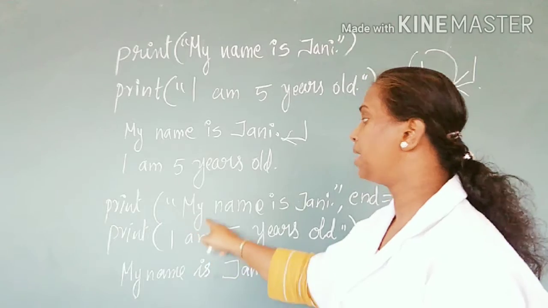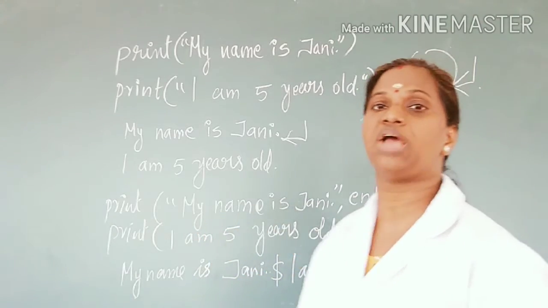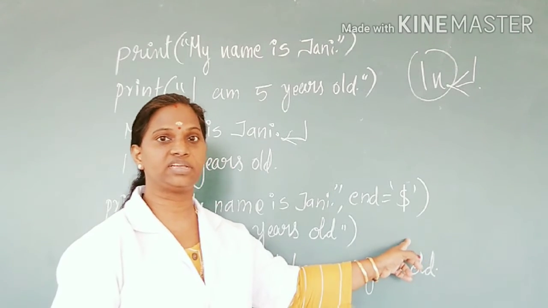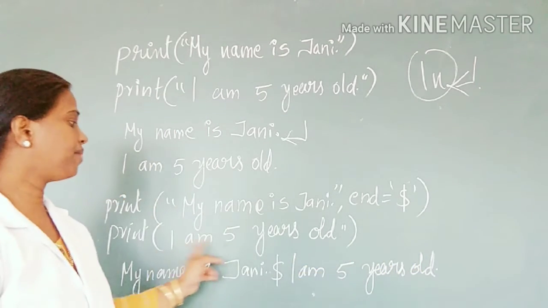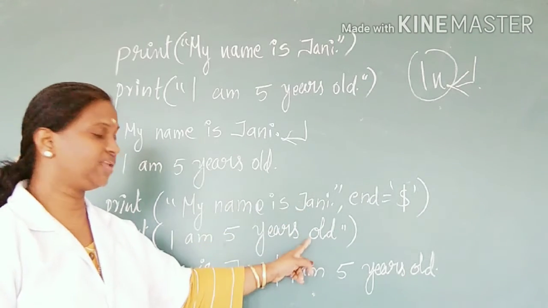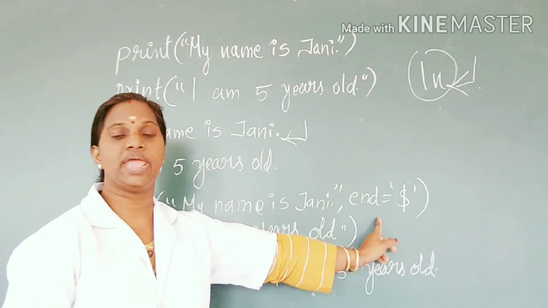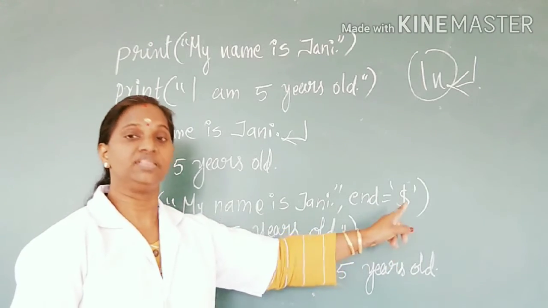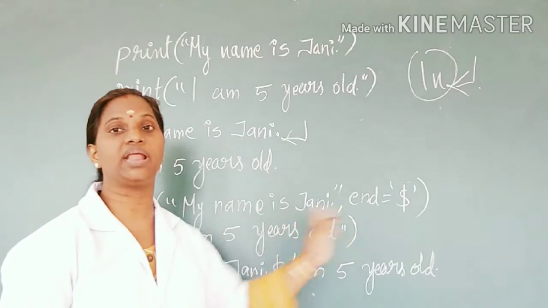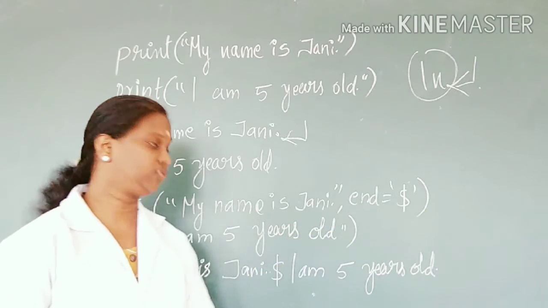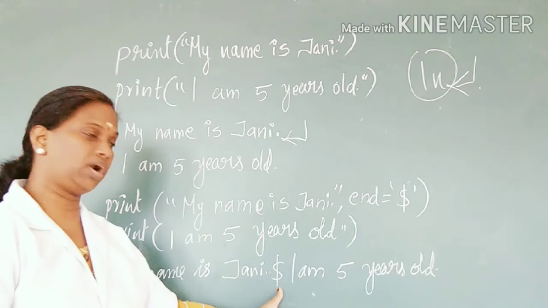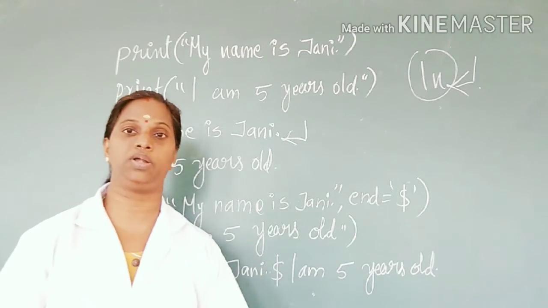See the next example: print my name is John and end equal to dollar. Here end equal to dollar. Then print I am 5 years old. Then what will happen when these statements are executed? Here we are giving end equal to dollar symbol. That's why after the first line, the dollar symbol will be added and it continues with the second statement. So here we get the answer as: my name is John, dollar, I am 5 years old.